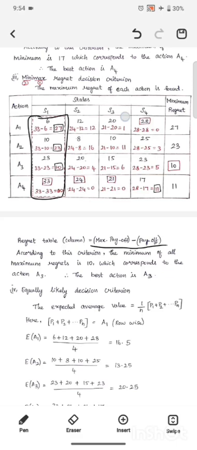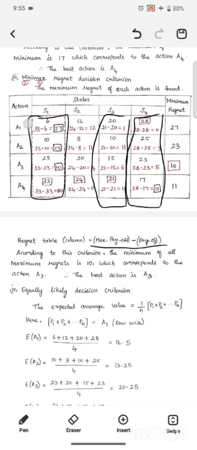So the maximum payoff value is 33 for the S1 column. So S1: 33 minus 6. Similarly, 33 minus 10, 33 minus 23, 33 minus 33. In the S2 column, my maximum value is 24, so the values will be 24 minus 12, 24 minus 8, 24 minus 20, 24 minus 24. In the S3 column, my maximum value is 21. So the values will be 21 minus 20, 21 minus 10, 21 minus 15, 21 minus 21. In the S4 column, the maximum value is 28. So 28 minus 28, 28 minus 25, 28 minus 23, 28 minus 17.